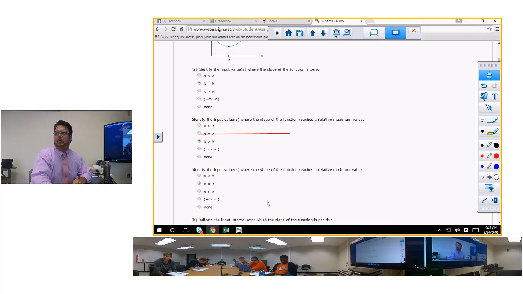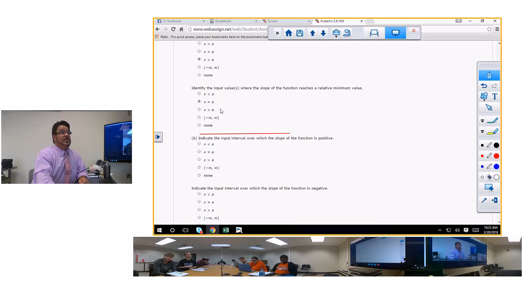Because minimum is not always negative, as far as the slope goes. Now you could say that, and knowing this website, it might be the correct answer. But I'm going to go with that because that's the best answer, or none. Just because it's zero.